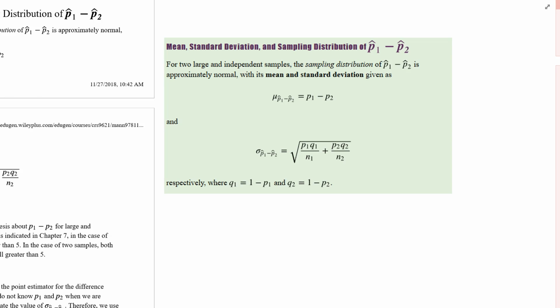The sampling distribution of P1 minus P2 is going to be approximately normal, with its mean and standard deviation given as P1 minus P2. The standard deviation is calculated by taking P1 times Q1 over N1 plus P2 times Q2 over N2. And then of course Q1 and Q2 are respectively calculated by taking 1 minus P1 or 1 minus P2.